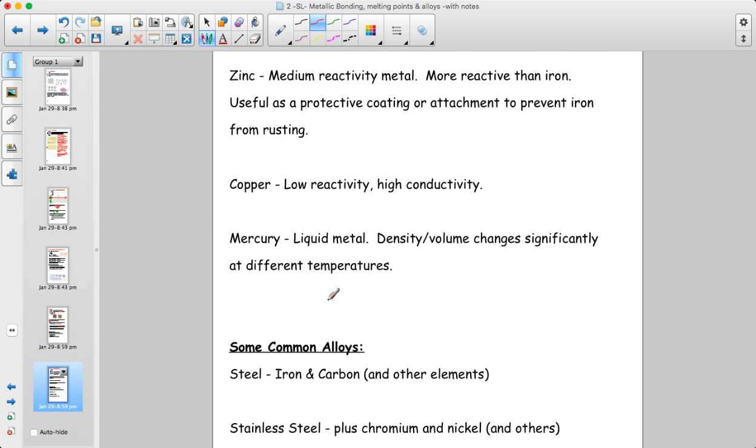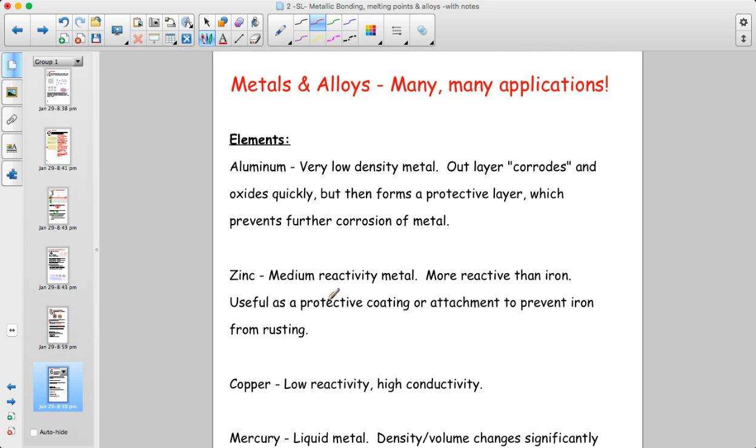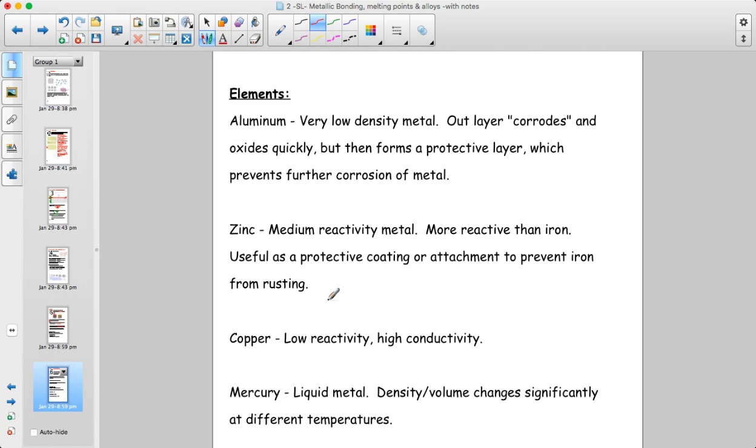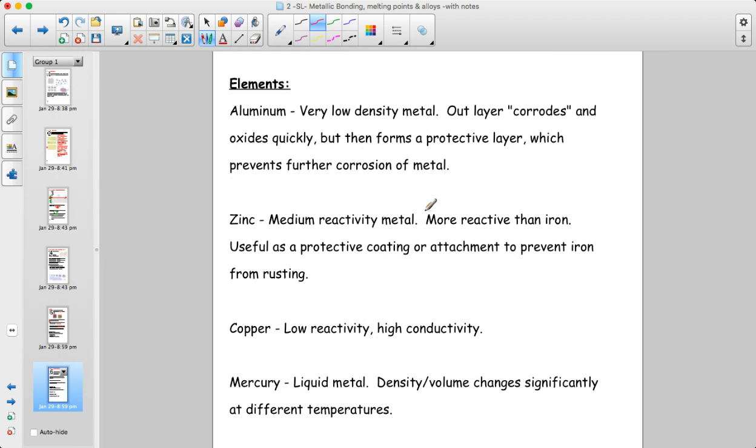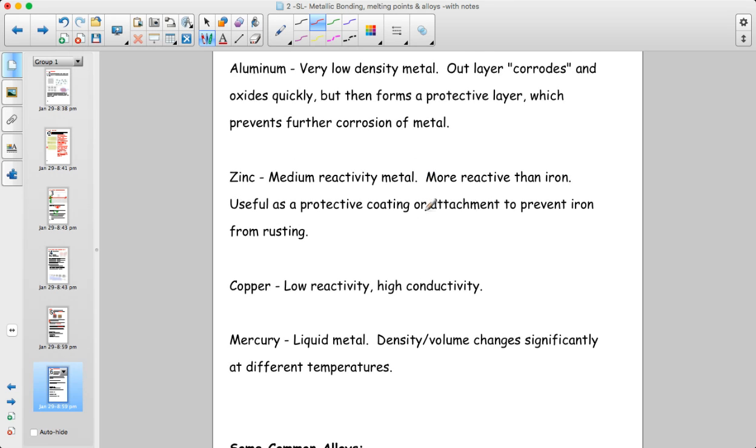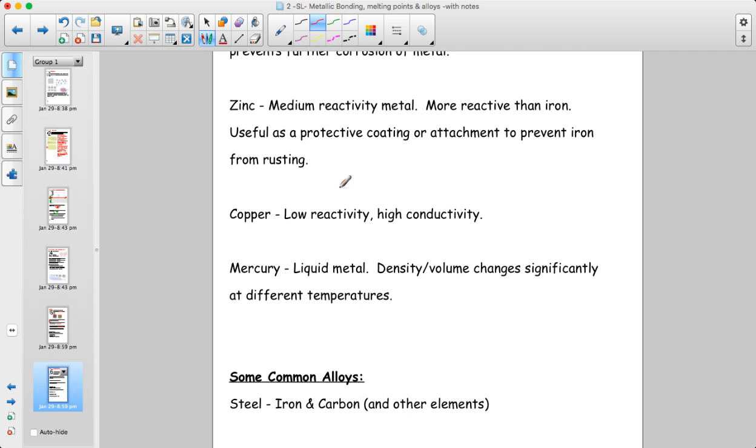Just some follow-up, just to recognize that we do use a ton of metals and alloys in our everyday lives. Aluminum is used for things that need to be lightweight, has a very low density. It has its own layer of aluminum oxide on the outside, which makes it resistant to corrosion. So it's very useful. Zinc gets used as a coating on iron, and it helps protect iron or steel from corroding. So that's what's called galvanized steel.